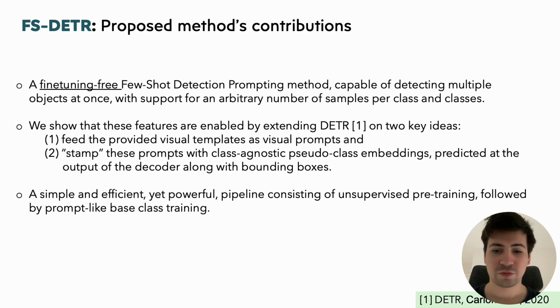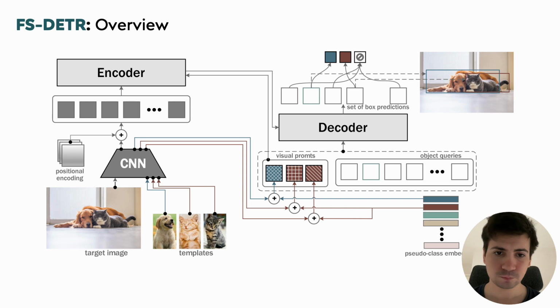We note that most of the prior work focused on adjusting the features of a Faster RCNN after ROI pooling, using cross-attention or by modeling the classes using a relationship graph. Finally, the remaining ingredient is in the form of a simple and efficient yet powerful pipeline consisting of unsupervised pre-training followed by prompt-like based class training.